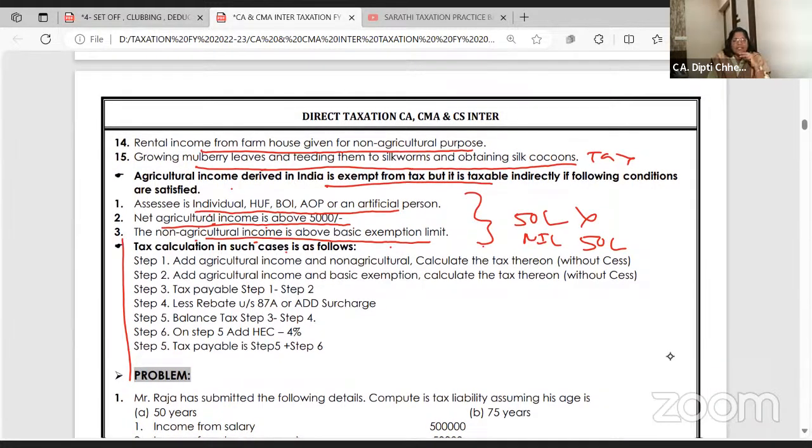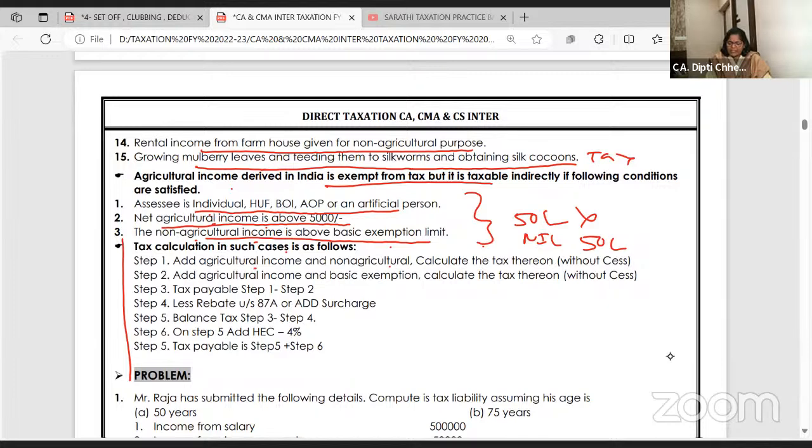Ma'am, then how do we tax it? Indirectly, and they will ask this in the total income problem 1, which you cannot skip. You can do question number 1 last. I suggest you start with MCQs, do the short ones you know best for 5 marks, and then do the total income problem for 14 marks. But in that, if they give you agricultural income, you have to calculate the tax like this.